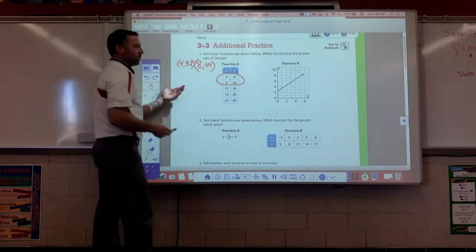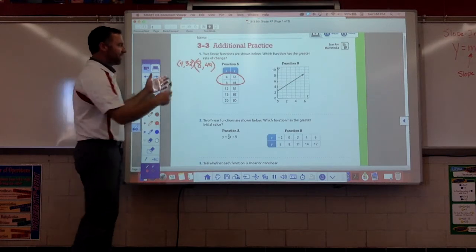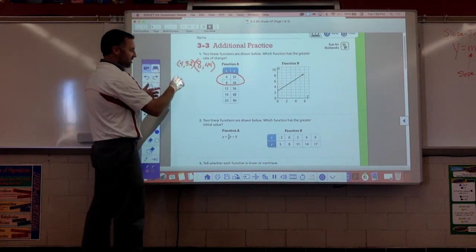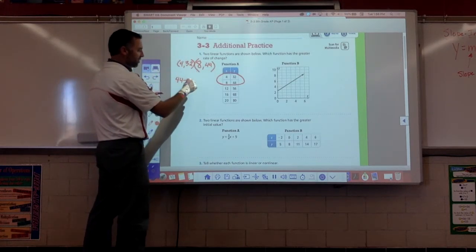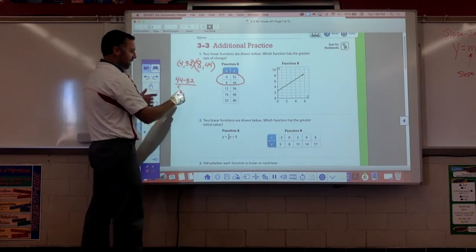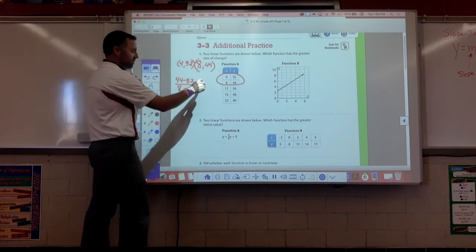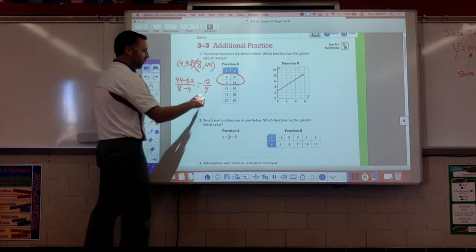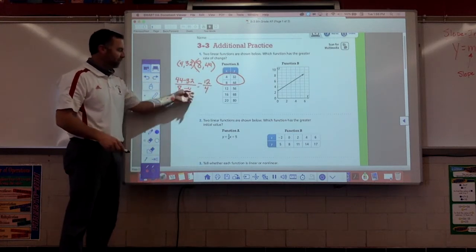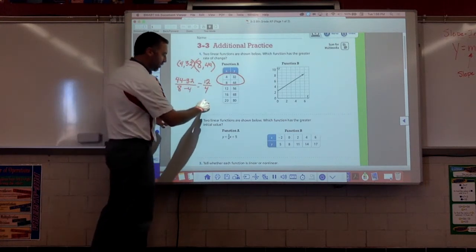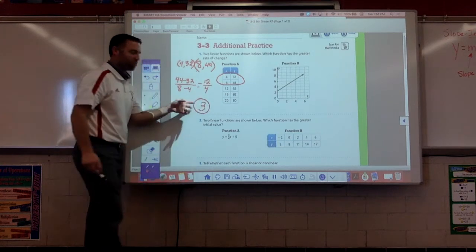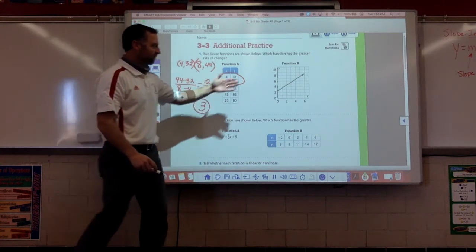(8, 44). Remember, it's y minus y, x minus x. Let's take the big one minus the small one. So 44 minus 32 on the top, 8 minus 4 on the bottom. That comes out to be 12 over 4. 12 divided by 4 is 3. This rate of change is a positive 3.